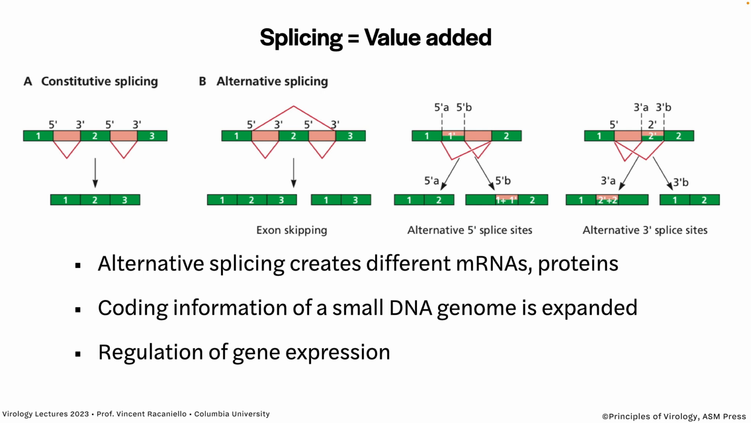The other advantage here is that you can regulate gene expression by regulating splicing. Many viruses encode proteins that regulate the splicing process and give them exactly what they need at the right time.